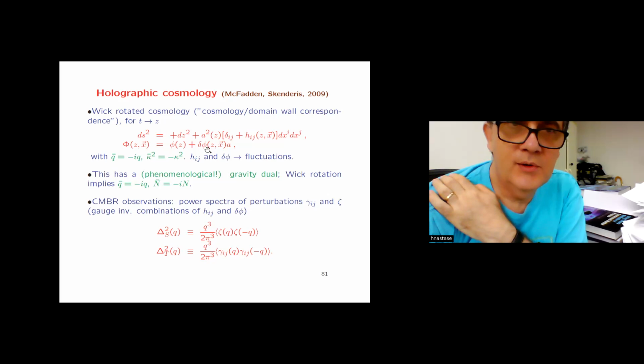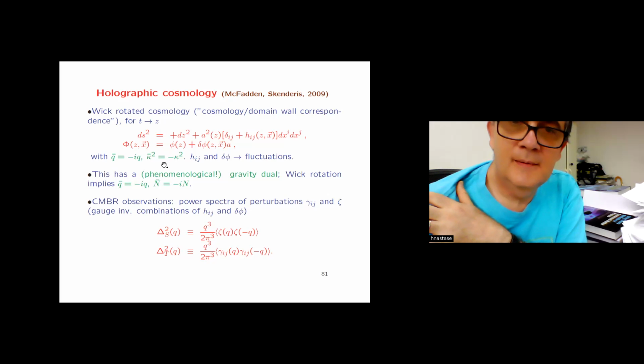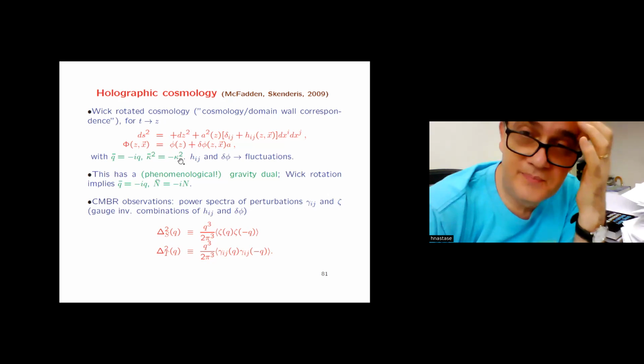And so this Wick rotation comes with also a Wick rotation of the momenta: q bar is minus i q, and also, which is slightly more bizarre, of the square of the gravitational coupling. So kappa bar Newton squared is minus kappa Newton squared.